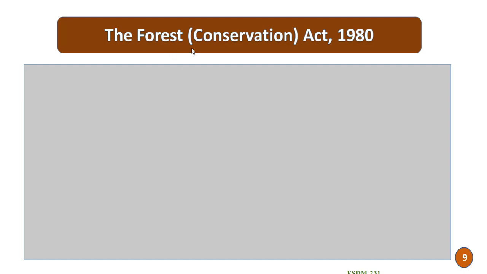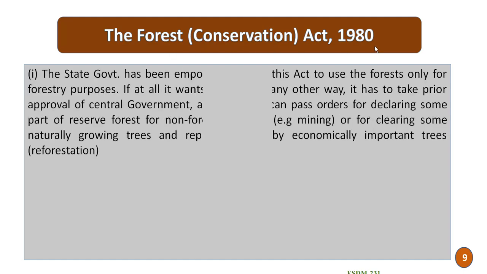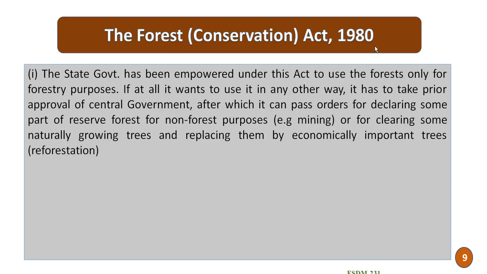Then the third is the Forest Conservation Act 1980. The state government has been empowered under this Act to use forest only for forestry purposes, and if it wants to use it in any other way, it has to take prior approval of the central government, after which it can pass an order declaring some part of the reserve forest for non-forest purposes, for example mining, or for clearing some naturally growing trees and replacing them with economically important trees, that is reforestation.